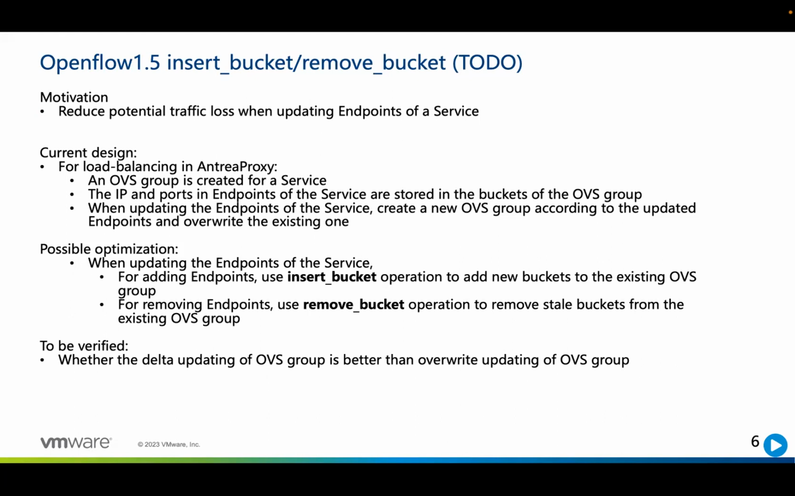Currently, when updating a service's endpoints, we generate a new OVS group to override the existing one. By introducing insert bucket and remove bucket, we can update the existing OVS group. But one thing we need to verify is whether the delta updating of an OVS group is better than overwriting the existing OVS group.